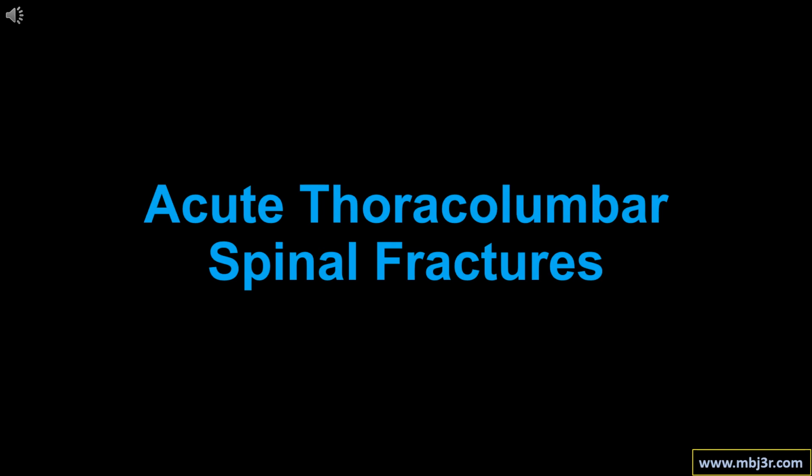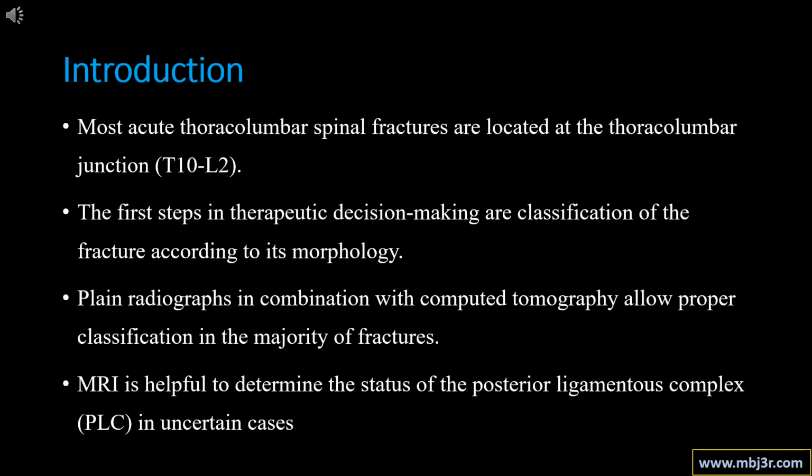Acute thoracolumbar spinal fractures. Most acute thoracolumbar spinal fractures are located at the thoracolumbar junction. The first step in therapeutic decision making is classification of the fracture according to its morphology after doing an investigation. Plain radiographs in combination with the CT scan allow proper classification in the majority of fractures. MRI is helpful to determine the status of the posterior ligamentous complex in uncertain cases.